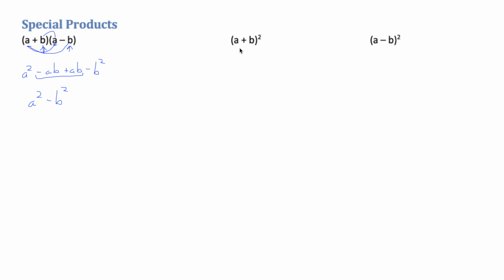These next two are highly missed questions because some people just want to square the a and square the b. This is not the case. You cannot do that. So remember, squared means multiplied by itself. So we're going to write this as a plus b times a plus b.